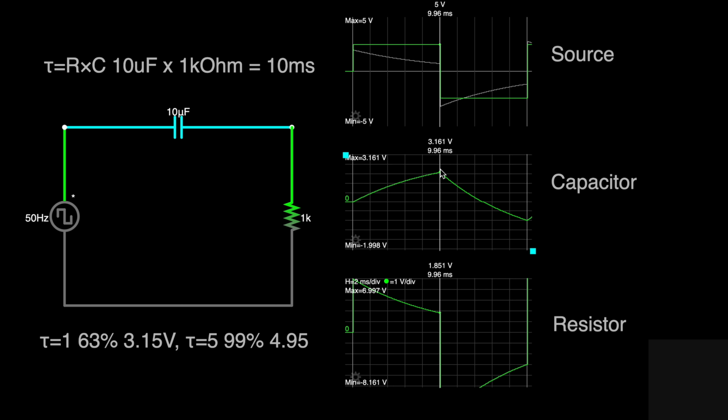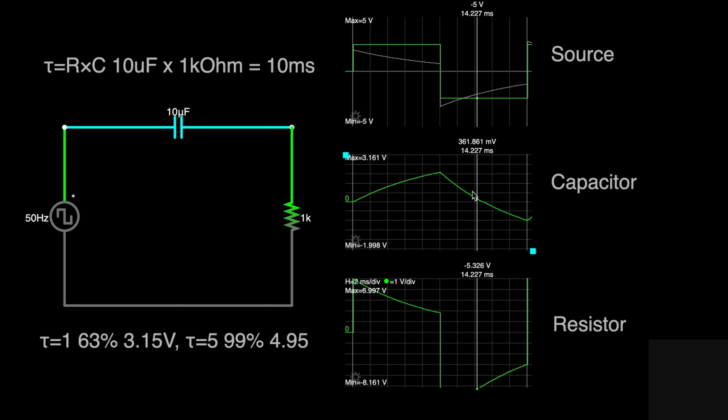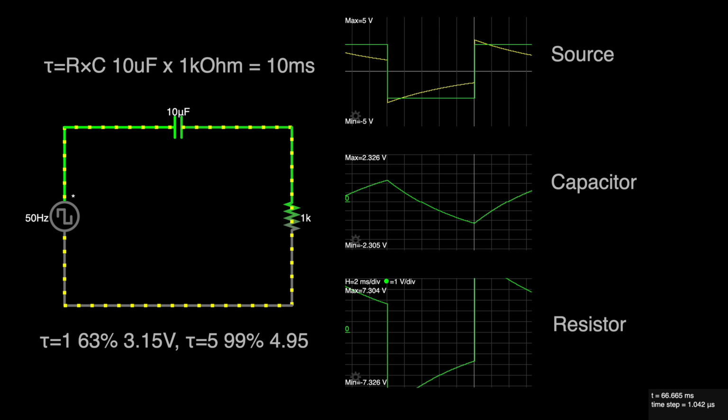But notice something interesting about this. The input waveform is a square, right? And the output waveform here is kind of a triangle, and it's a lower voltage. If we let this run a little bit more, it even goes to a little bit lower voltage.